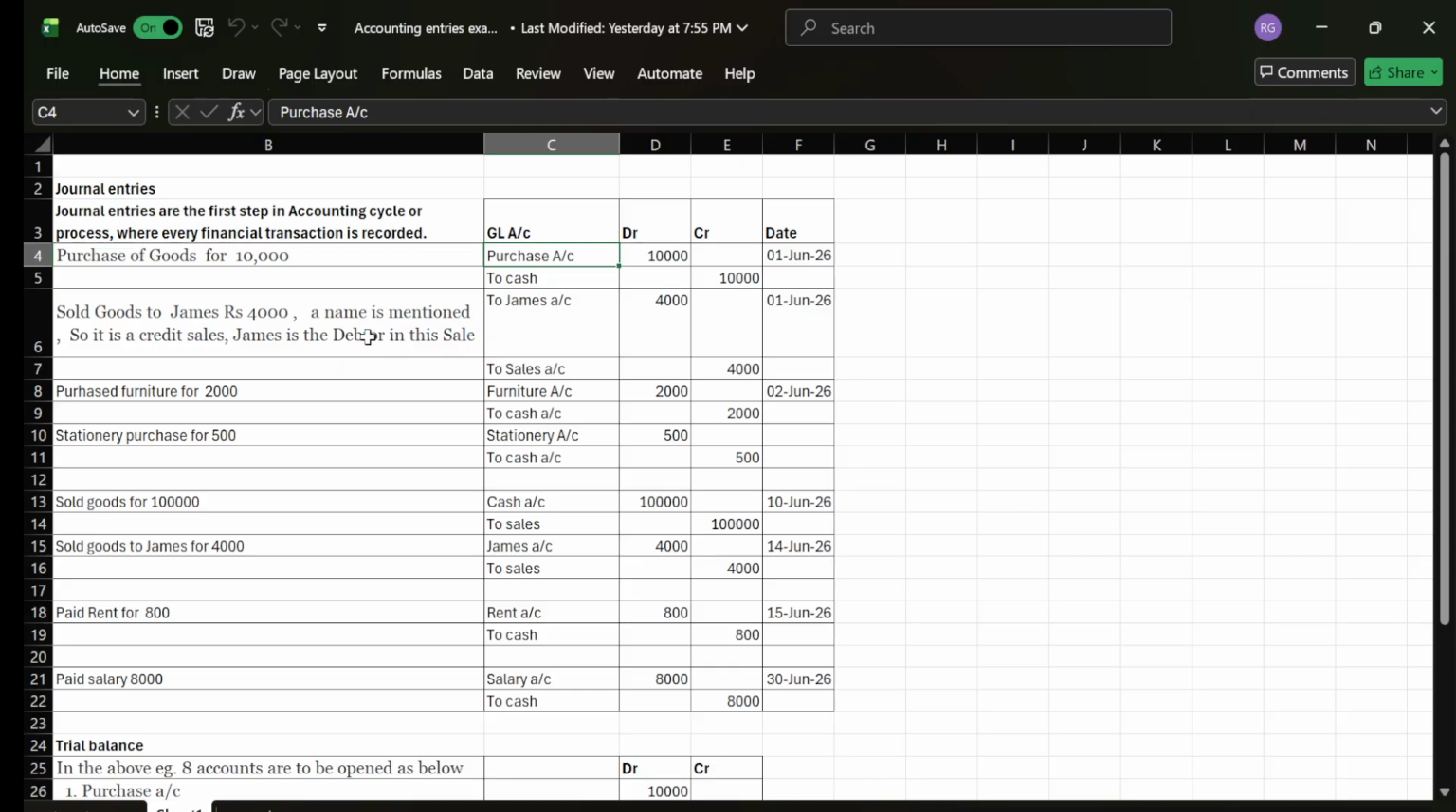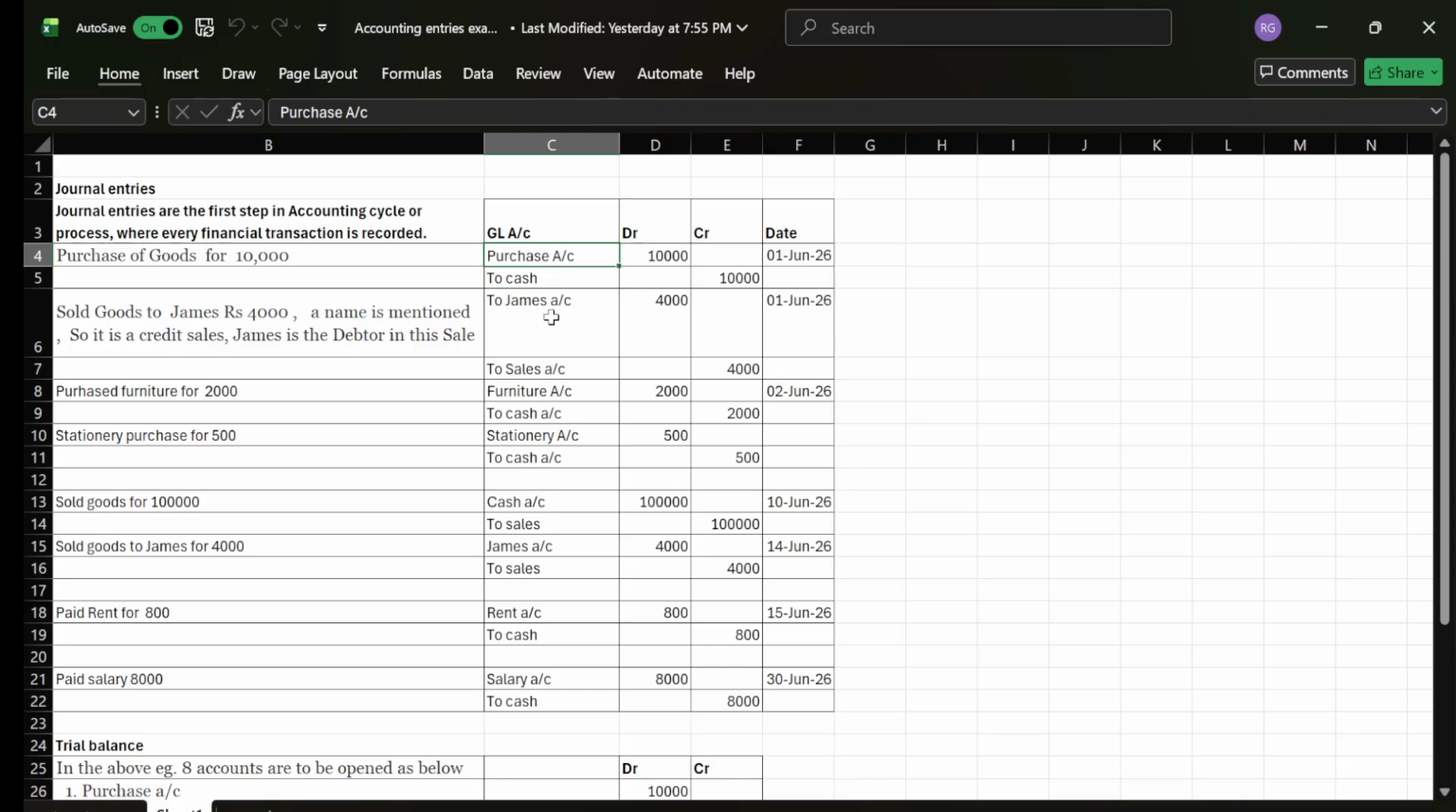Okay. The next scenario: sold goods to James for 4,000. Here, look at it. There is a customer name mentioned here. It's a customer, James. There's a specific name here. So I have to create a specific customer account called James account. But also I'm not receiving cash from James immediately. I'm doing a credit sale to James. I have an understanding with James. I give him some credit time. He's going to pay me after 30 days or 45 days, depending on my credit terms. So it's a credit sale.